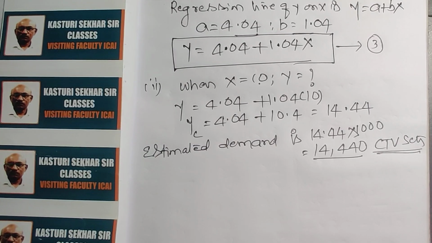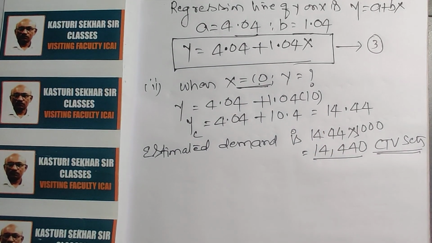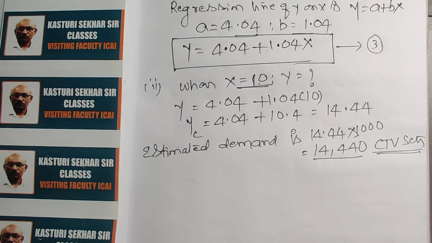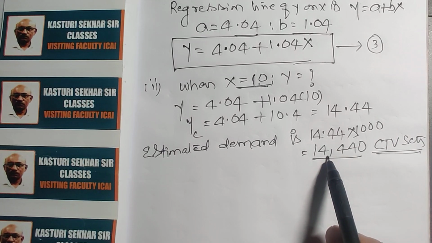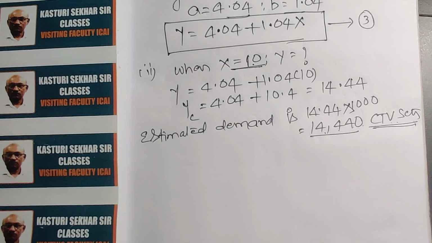So this way regression analysis is used for prediction. Look at this point once again. What is given in the question? A city has a population of 10 lakhs. What will be the estimated demand? Not actual demand. Remember this point. It is an estimated demand. In that city, the company is estimating that there will be a demand of 14,440 color TV sets. Clear, sir?